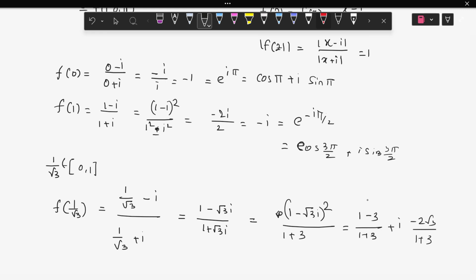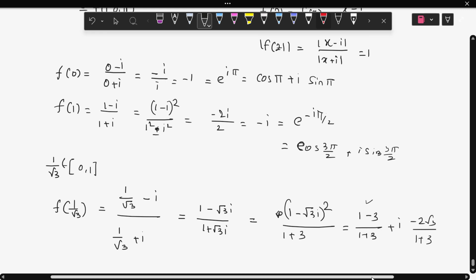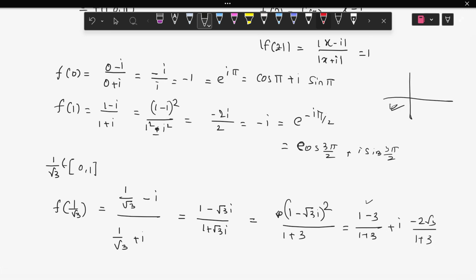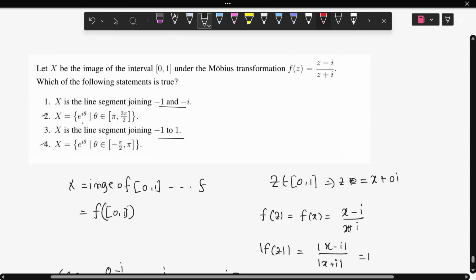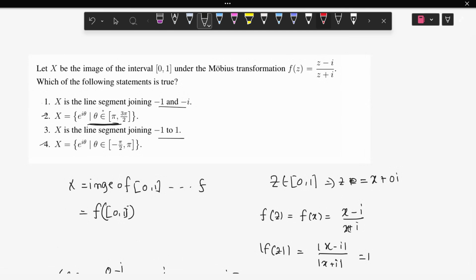Now see, its real part is negative as well as imaginary part is negative. So this point has to lie in the third quadrant. So now observe that this is the only case where this unit circle is passing through the third quadrant. In this case, it is not passing through the third quadrant. So option 2 is the correct option.